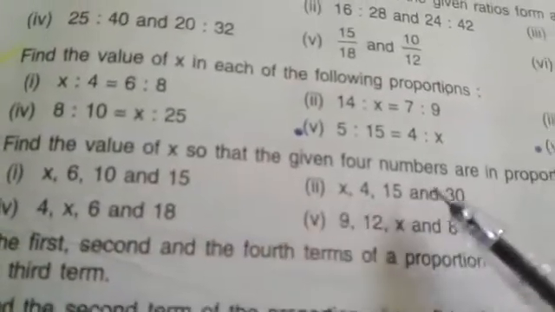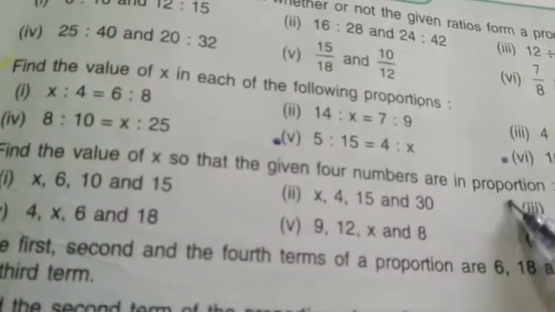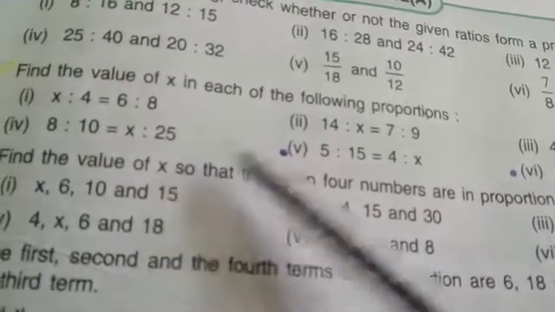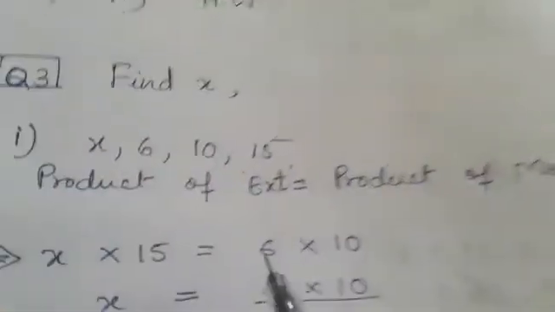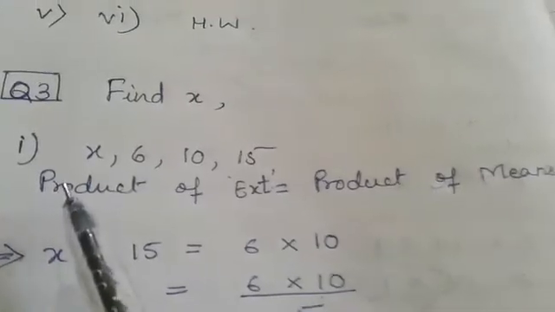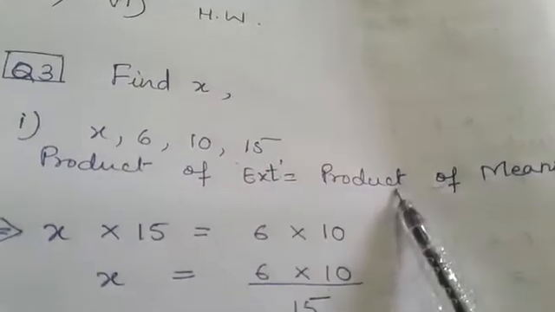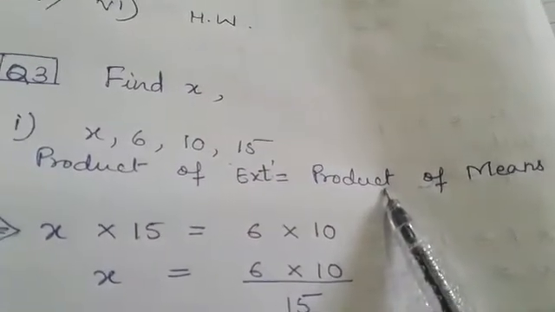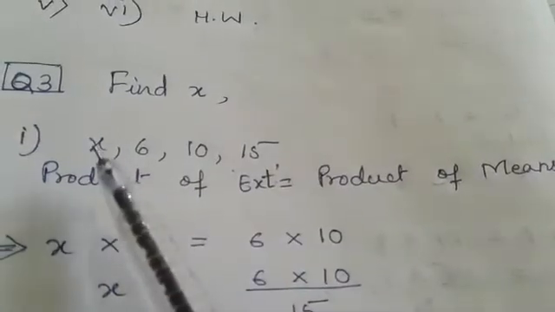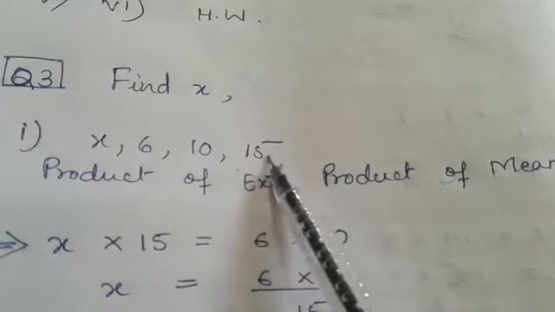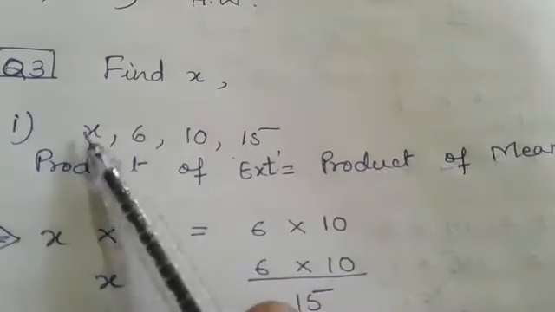If you see question number 3, find the value of x so that the given 4 numbers are in proportion. See, it is already said: find the value of x so that the given 4 numbers are in proportion. Means you have to consider that they are in proportion. So as I told you before, when they are in proportion, you have to apply product of extremes equals product of means. Alright. So the question is x, 6, 10 and 15. Okay.